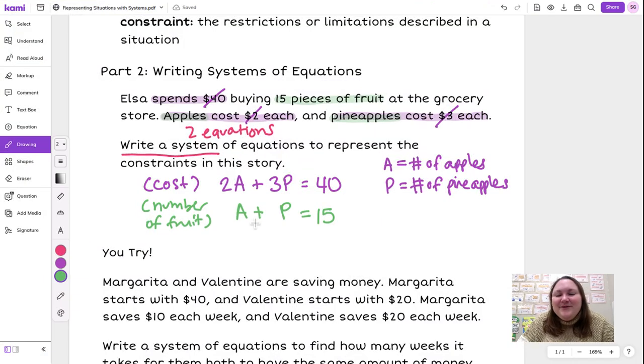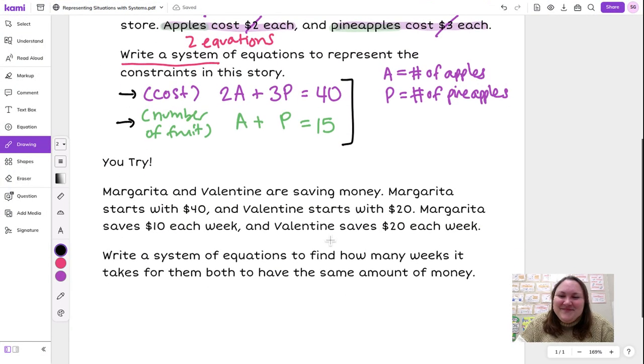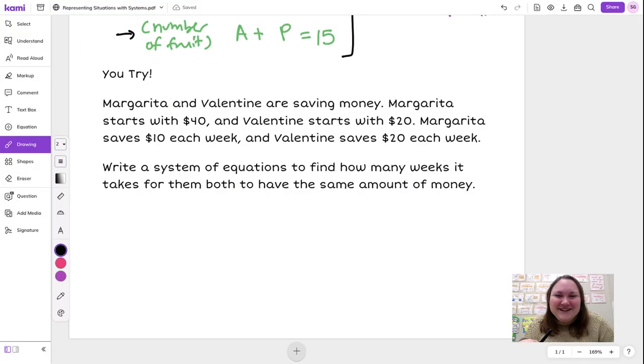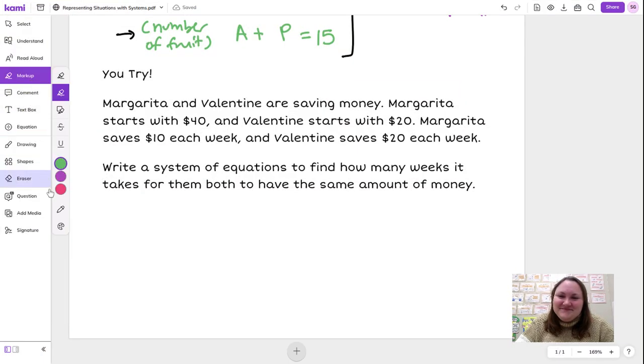The next thing we could do, of course, is solve this by graphing or some other ways we're going to learn in the future. The focus today, though, is just on writing this system of equations. I have one for you to try below. My advice is start the same way we did. Start by identifying your two constraints or your two groups of information, and that will help you get your equations. Here is your story. Pause the video here to try, and then come back to see how you did.